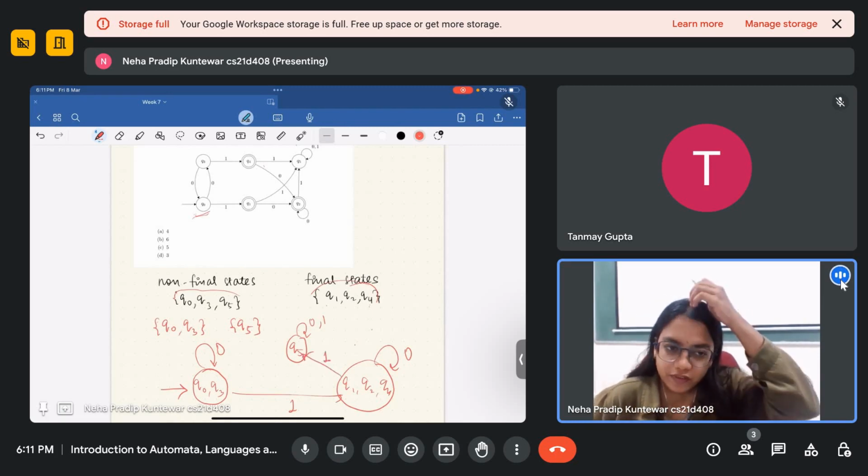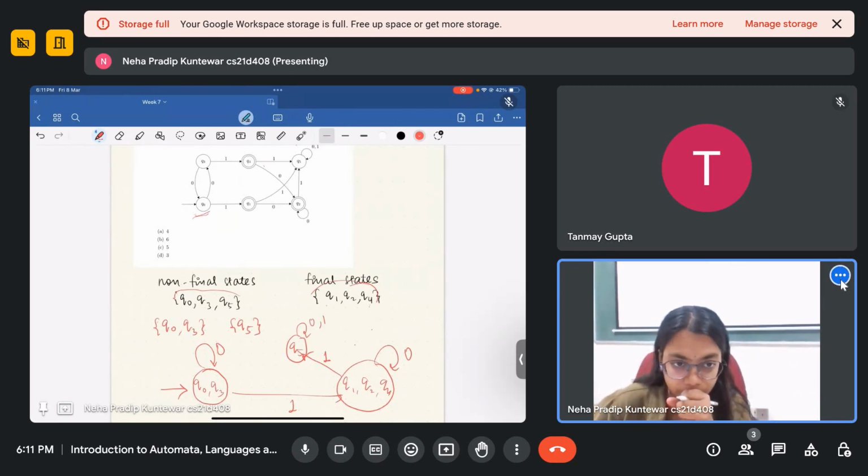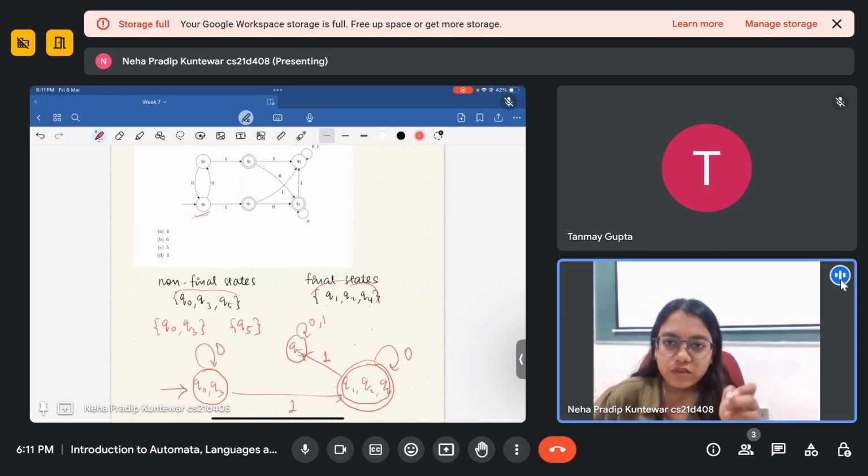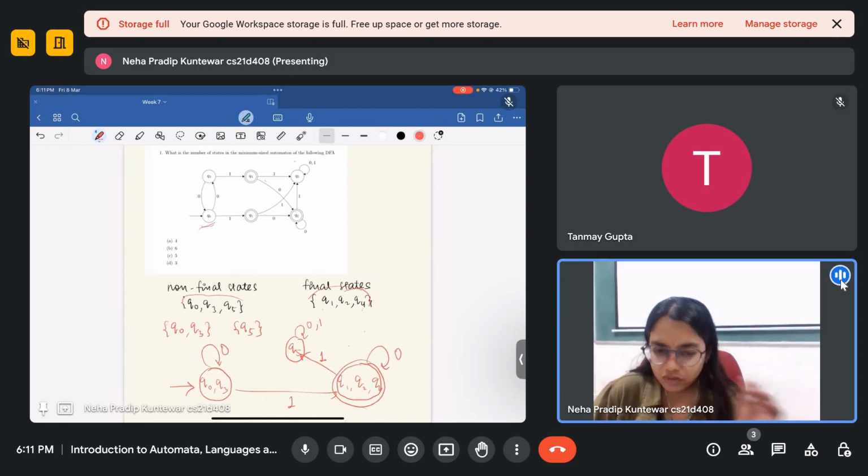Yeah, and what should be the final state? Q1, Q2, Q4. That's right. So because all the final states of the previous DFA are here, this should be your final state. So, I mean, you can check in terms of language also later on that indeed both the DFAs recognize the same language. So in this case, we could basically get a DFA with 3 states. So yeah, D is the answer.